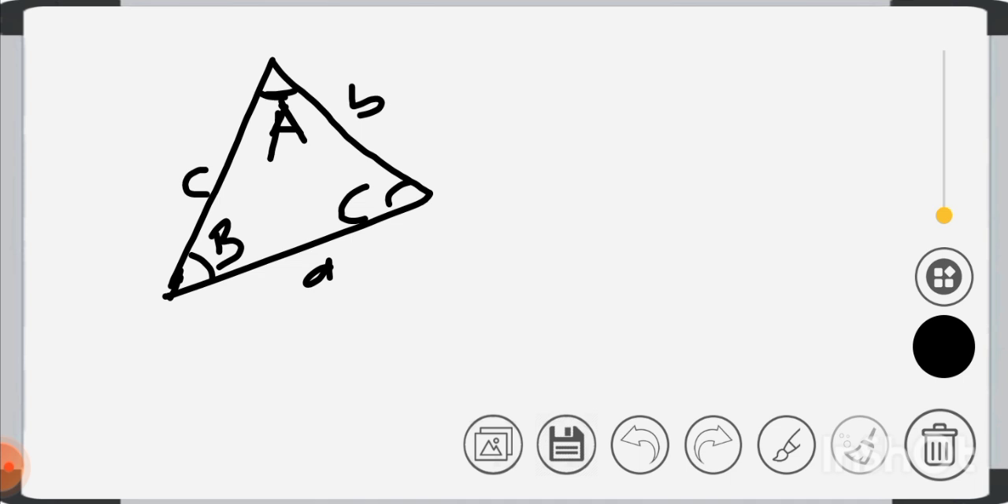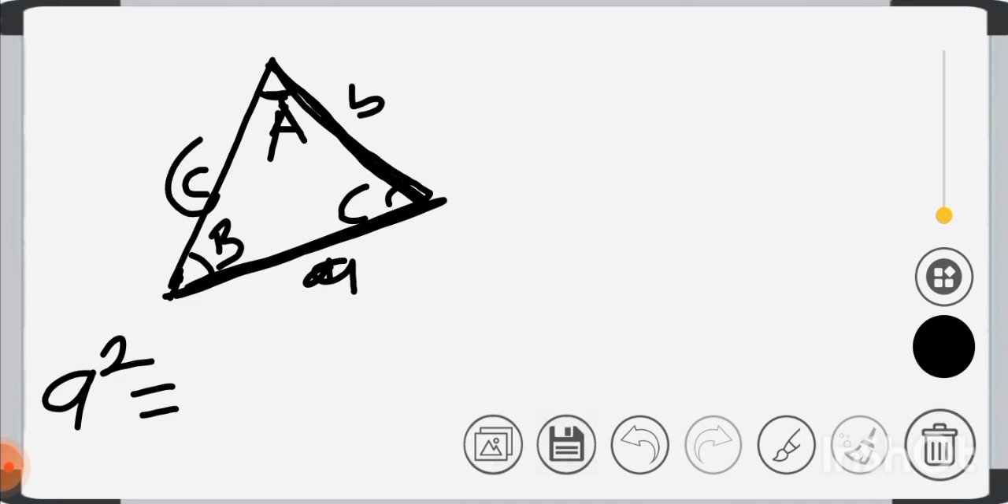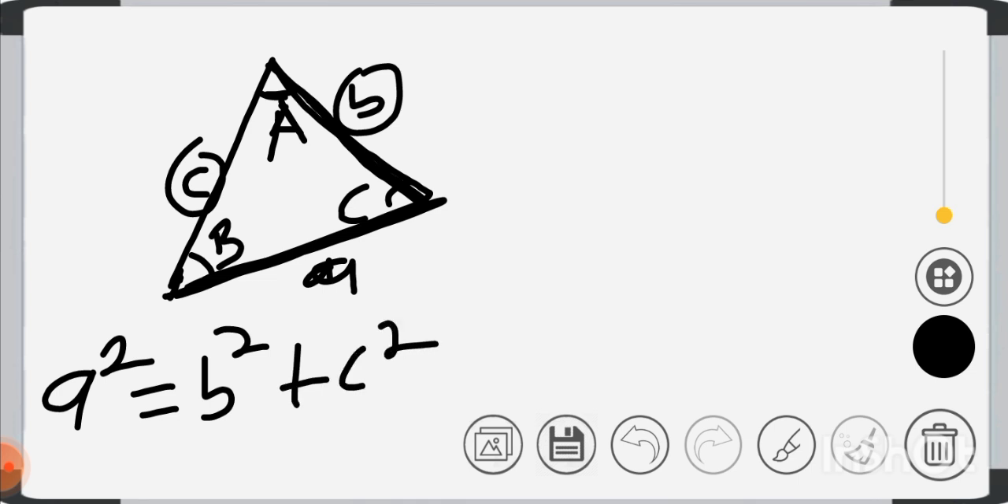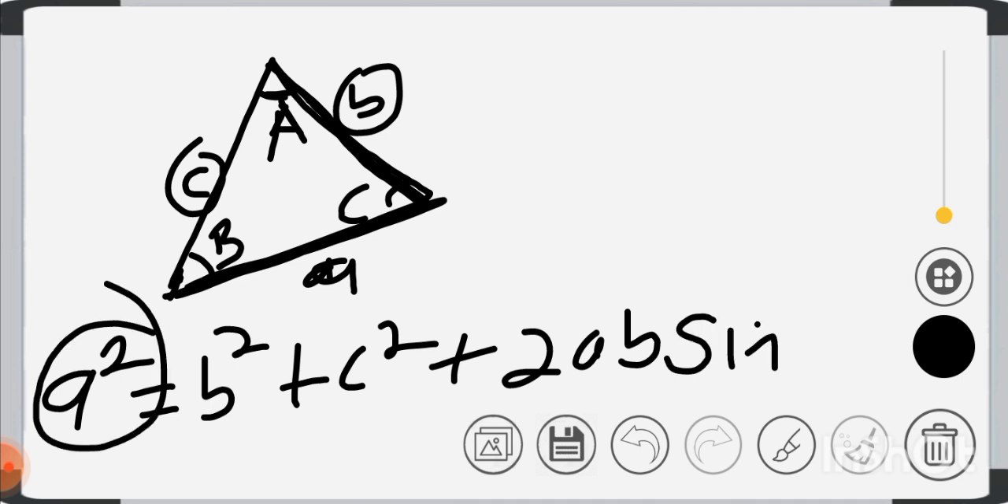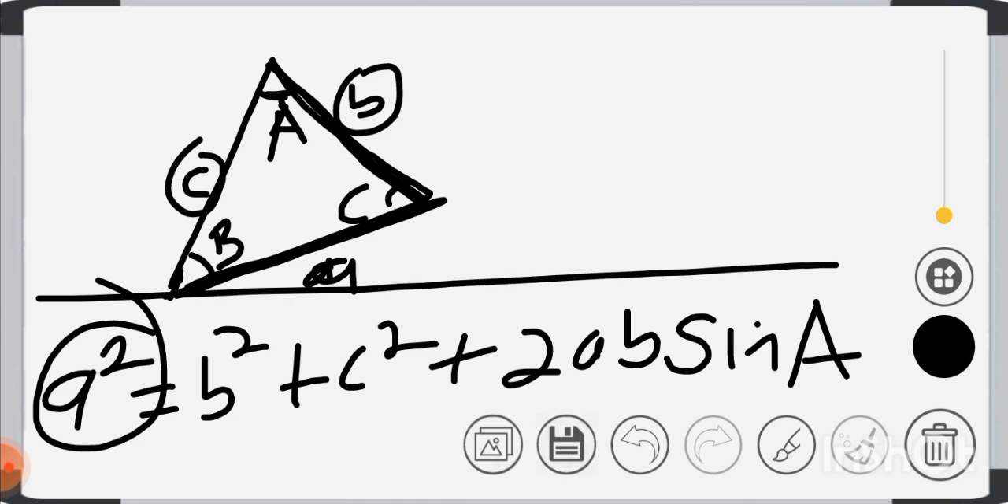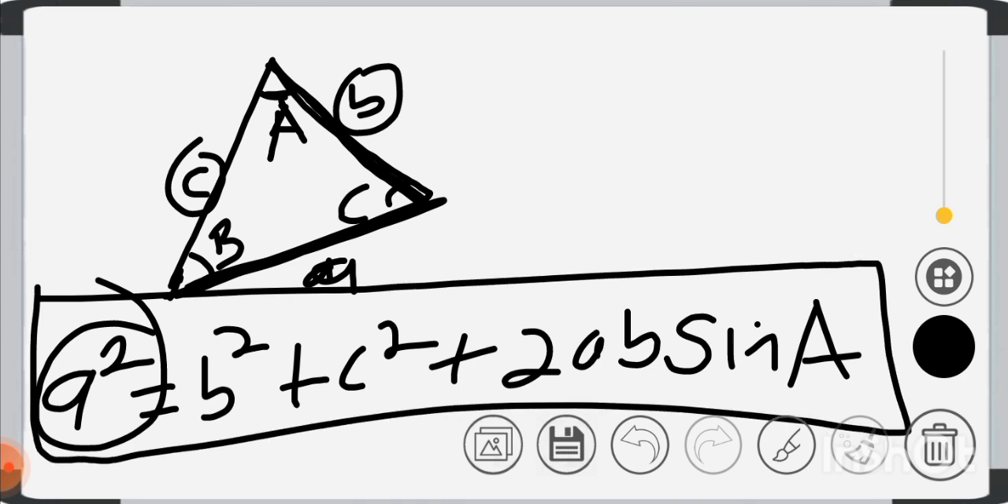For example, let's say I want to find the length of this side a. So I'll say a squared will be equal to, let me pick this one, b squared plus this other side, c squared, minus 2bc cosine of the angle facing this a, which is capital A. So this one we call cosine rule. And if this angle is more than 90, you change this one to minus.